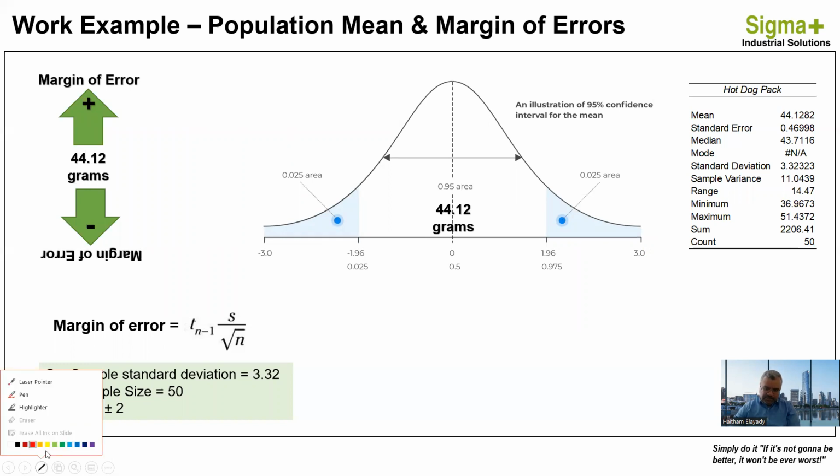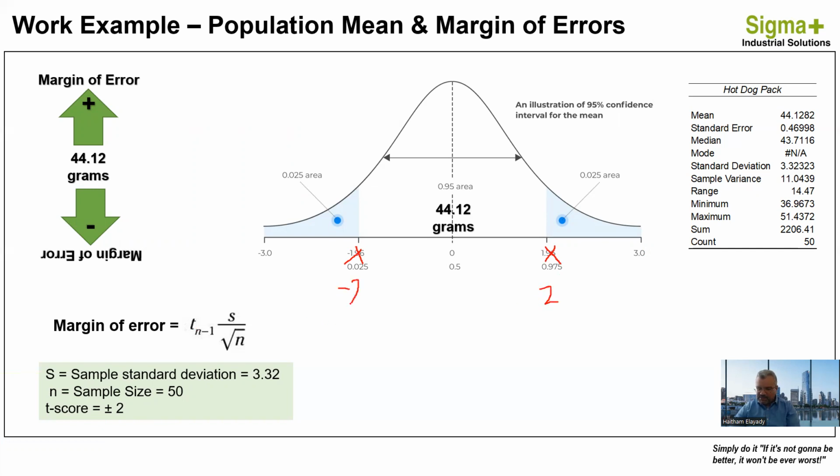Maybe because this is actually a z-score, so please ignore this value of the z-score, because now our t-score is found to be +2 and -2, which is the value of the t-score at a significance level of 0.025 and a degree of freedom of 49. Okay, so I think now we are ready to apply the formula for the margin of error and find out what is the value of the margin of error.